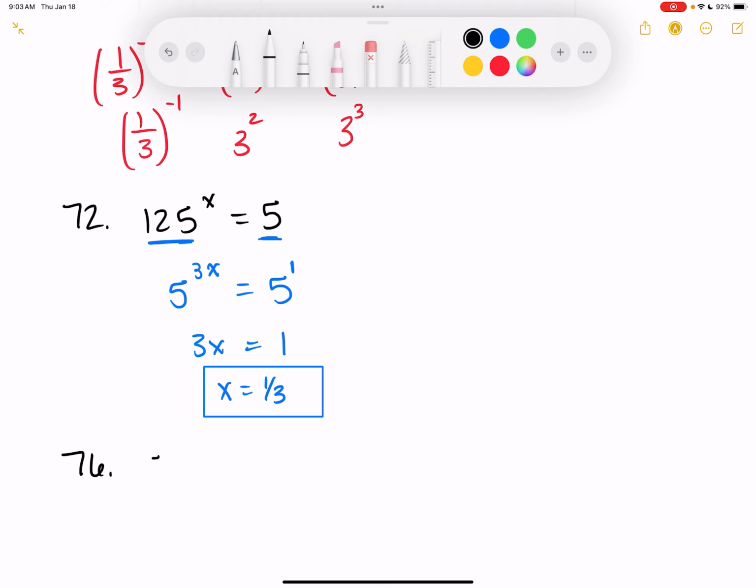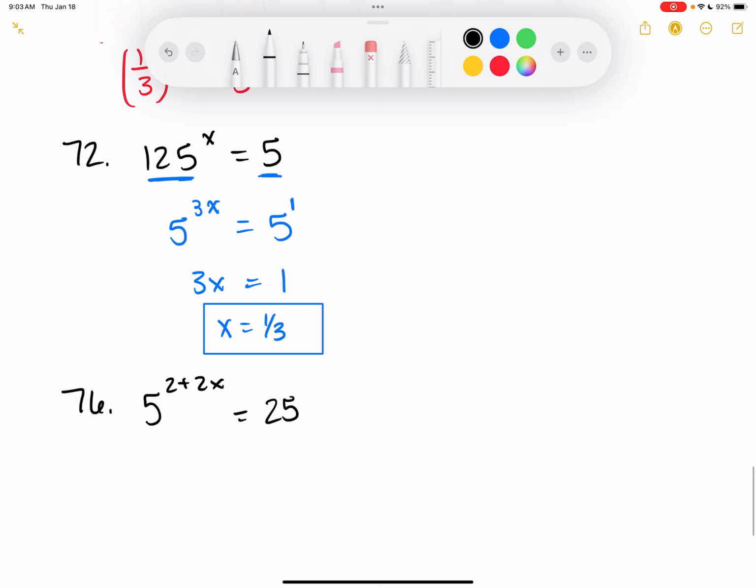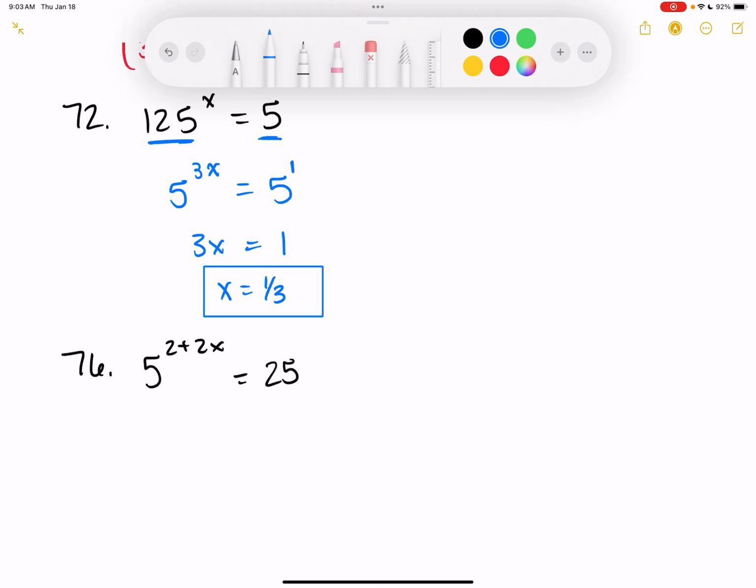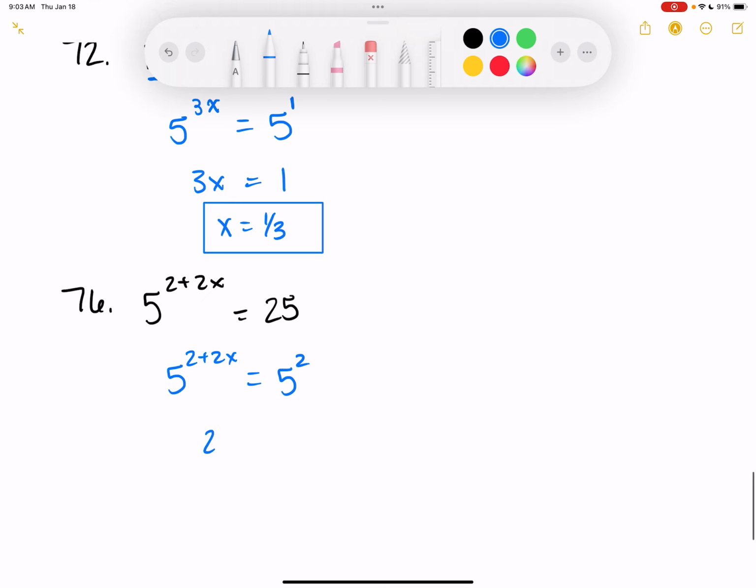Problem 76: 5 raised to the 2 plus 2x is equal to 25. So what should I rewrite in this one? It'd be 5 squared. I'm going to rewrite 25 as 5 squared. So I have 5 to the 2 plus 2x is equal to 5 to the 2. So then 2 plus 2x is equal to 2, because we now have the same base. So 2x is equal to 0, so x is equal to 0.